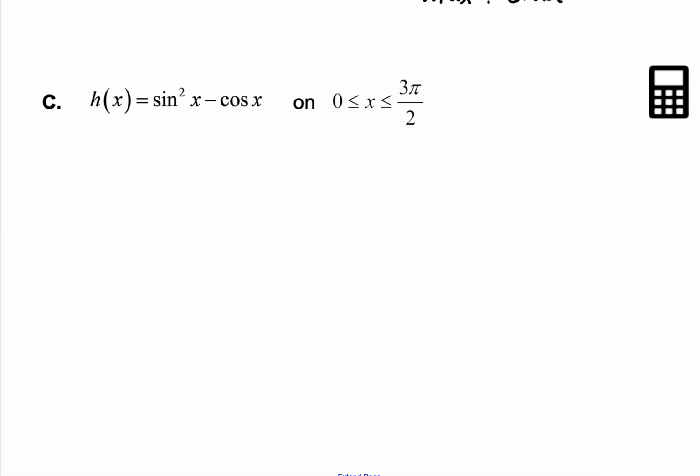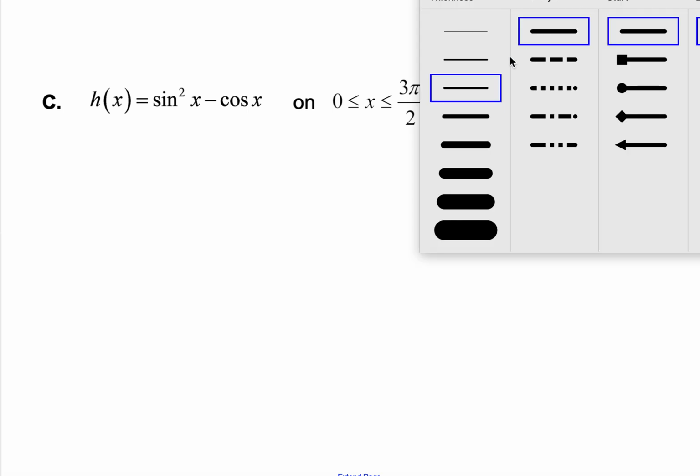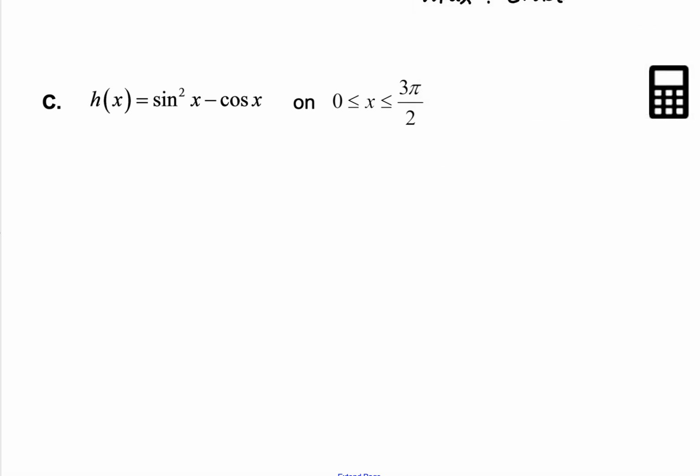So it is going to be continuous, and we're only looking from 0 to 3/2 pi, or 270 degrees. And again, the first thing I do is we want to make sure that we find the derivative.